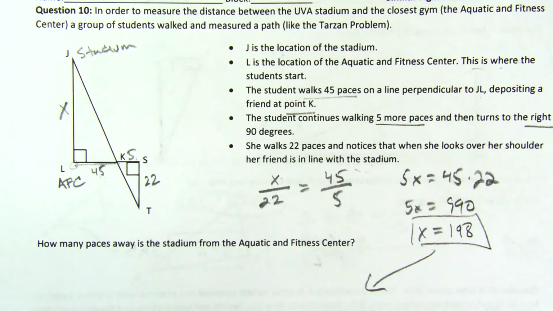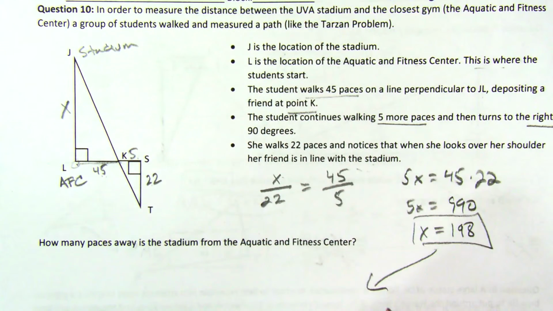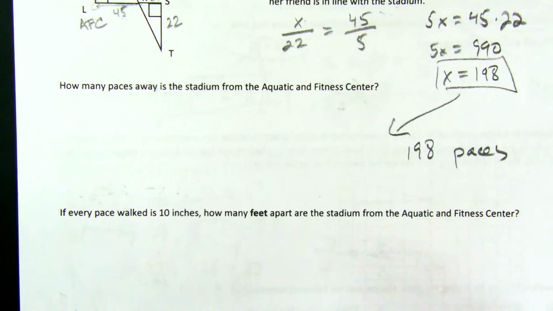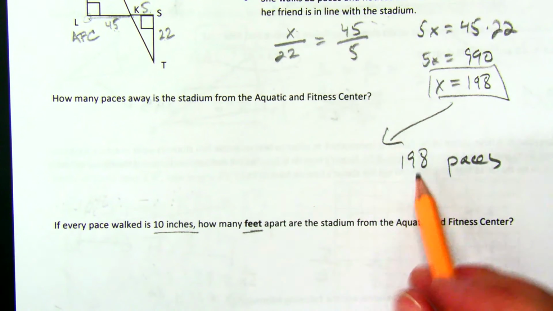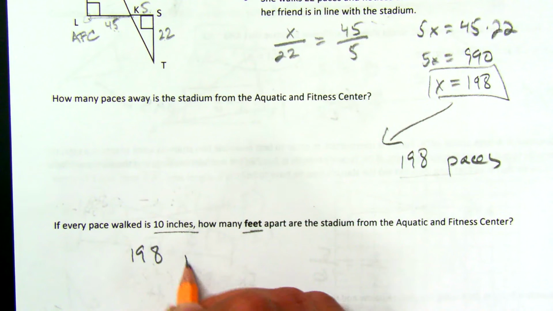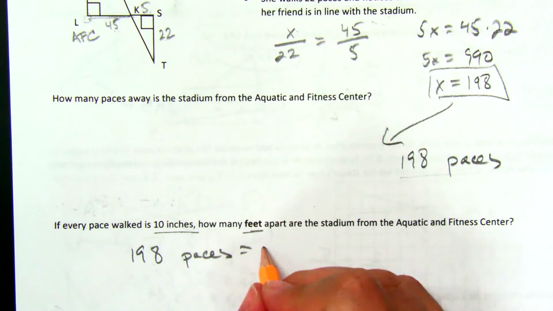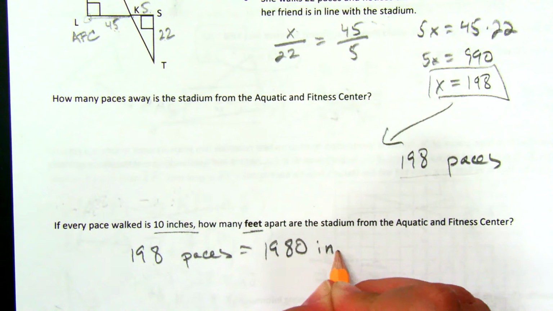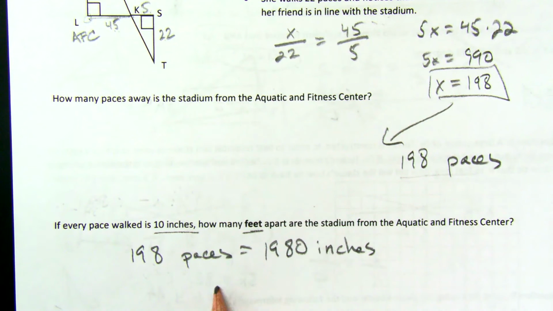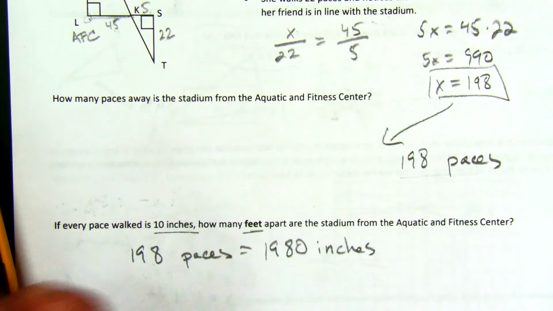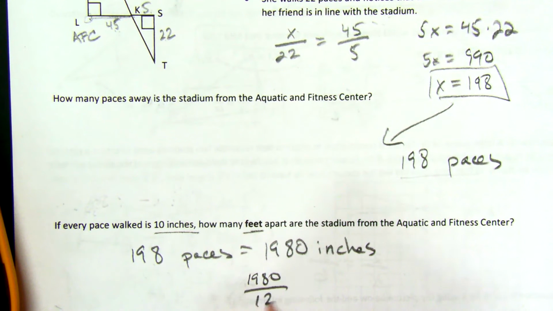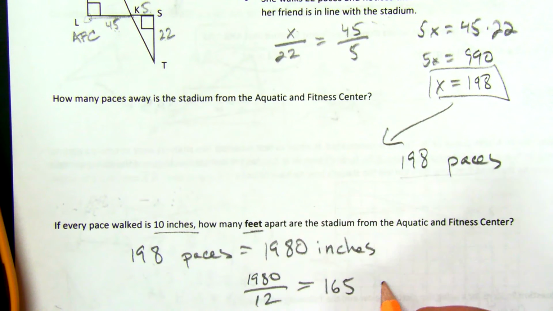So, number of paces, right? Because everything is in paces here. So it's 198 paces. Now, moving on, if every pace walked is 10 inches, how many feet apart are the stadium and the aquatic center? Okay, 198 paces is going to equal 1,980 inches, right? Because each pace is 10 inches, so I just multiply by 10. And then 12 inches in a foot, so I will take 1980, divide by 12, to see how many feet, and I get 165 feet.